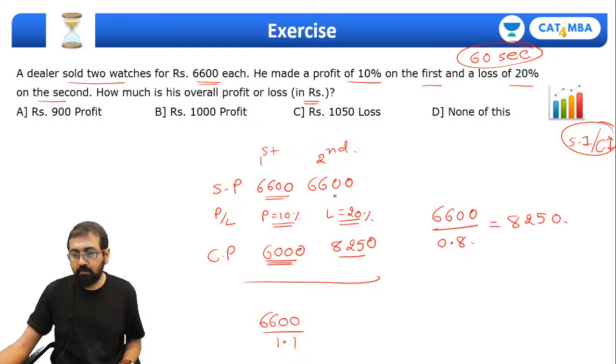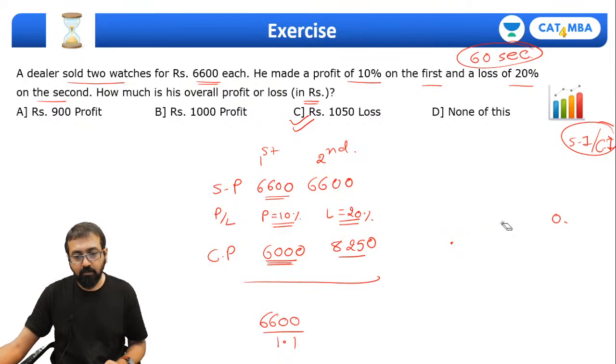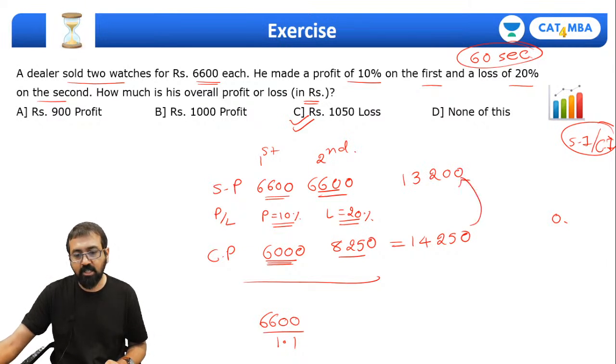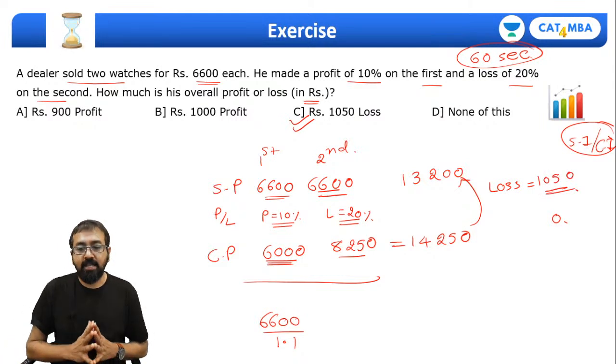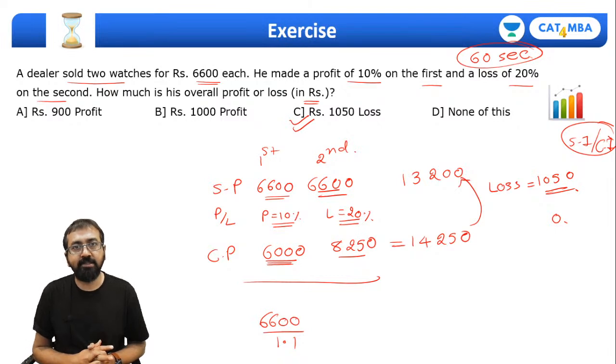No, Akash, that's wrong. The answer is C. Please understand. Why? Because the total cost, total investment of this dealer, is 14,250. And by selling these two watches, he could recover only 13,200 rupees. If you look at, this is the loss of 1050 rupees. Yes, everyone, can you do it this way?